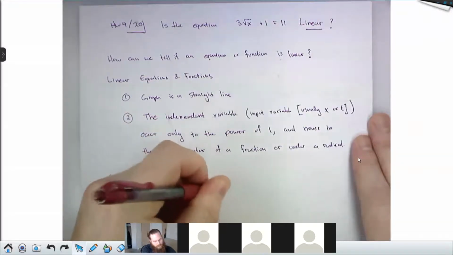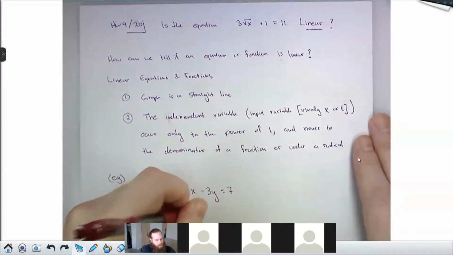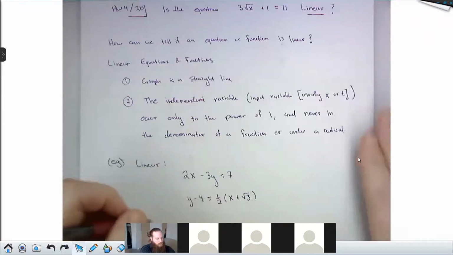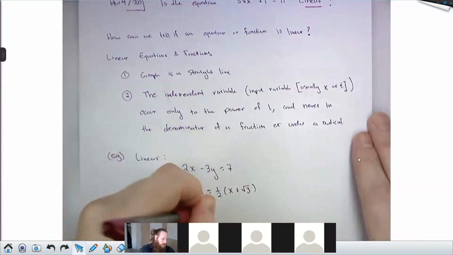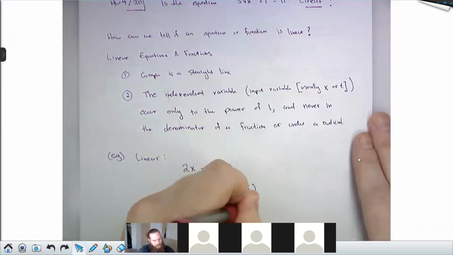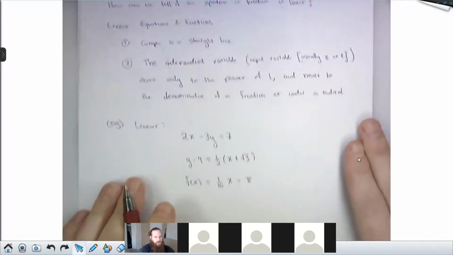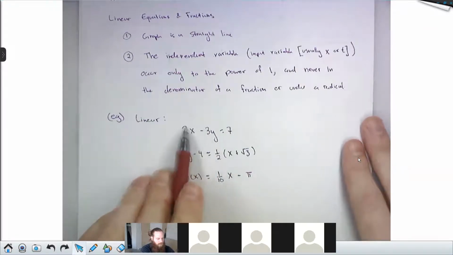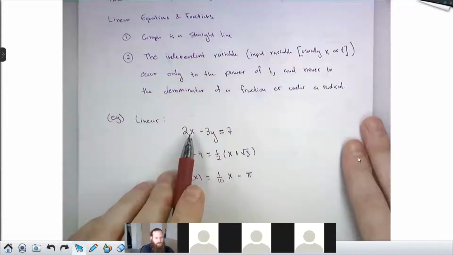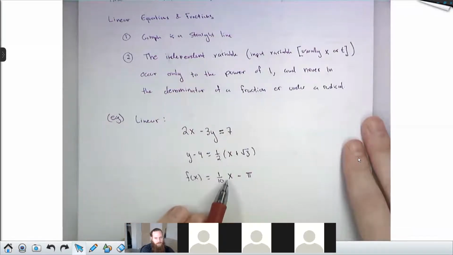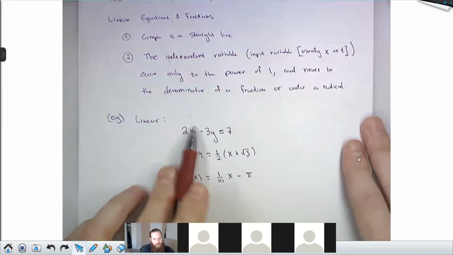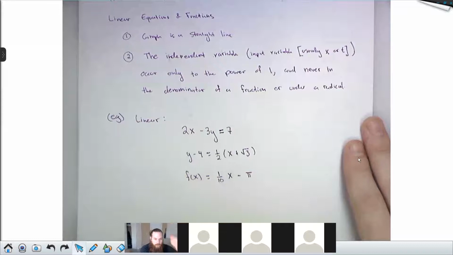2x minus 3y equals 7, or y minus 4 equals 1/2 times x plus the square root of 3, or f of x equals 1/10 x minus pi. These are all linear. And the trick is to look for the variable x. Does the variable x ever show up downstairs, or under a radical, or with any weird powers, any powers besides 1? No. In all of these, the variable x shows up only in the numerator of any fractions. Here, we don't even see it in any fractions. Shows up only ever with the power of 1, and is never underneath a radical or anything like that.